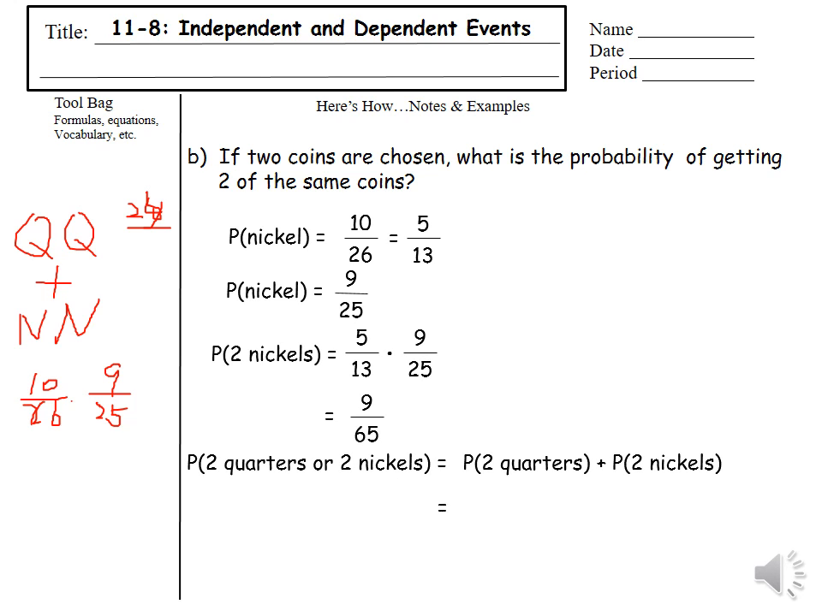We already got 24 over 65 for two quarters. The second case, with 2 nickels, is 9 out of 65. We add them up: 24 plus 9 equals 33. We keep the same denominator, 65. So the answer is 33 over 65.